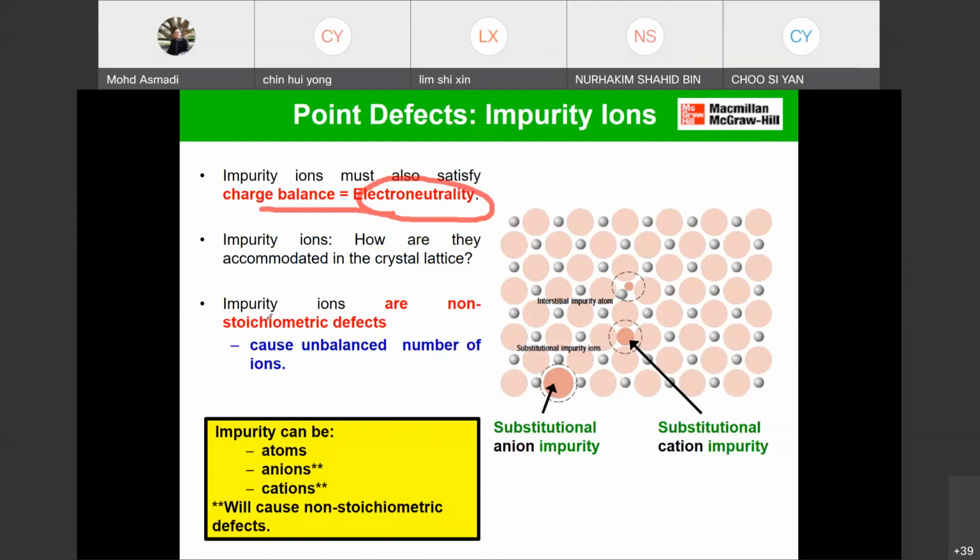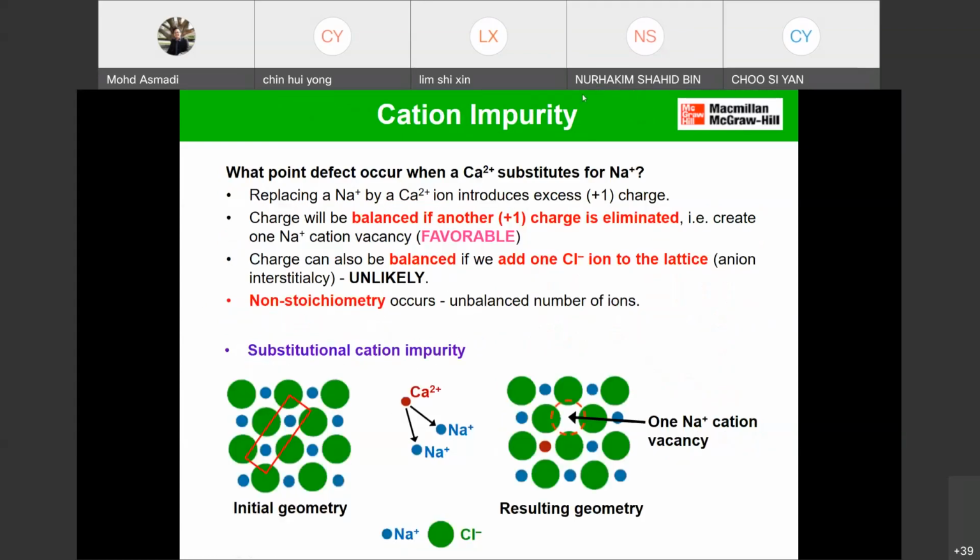Okay, empty ions are a non-stoichiometric defect that causes an unbalanced number of ions. So impurities can be atoms, ions and also cations. And anion or cation non-stoichiometry defects are like this one, right? Substitutional cations. This one is also to maintain the neutrality. This is another one. For example, this one, right? For the ions calcium 2 plus and Na plus, if you look at here, 1, 2, 3, 4. For calcium, we need 2 Na.